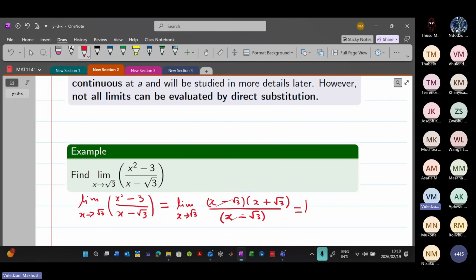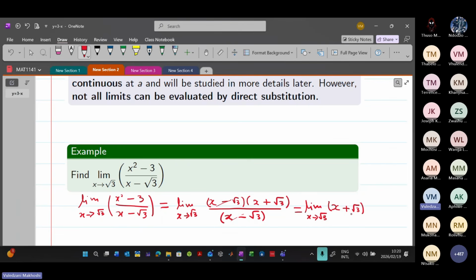Then we're left with the limit as x is approaching square root of 3 of what function now? We have x plus square root of 3. So we started off with this function.